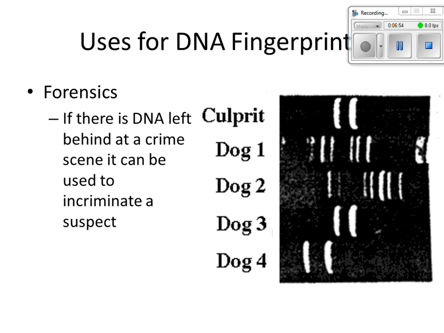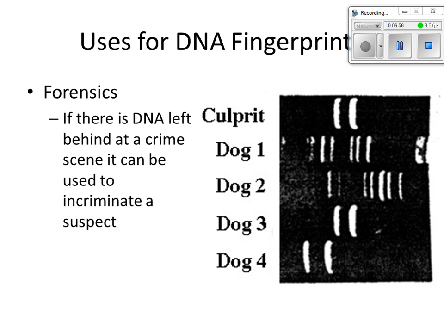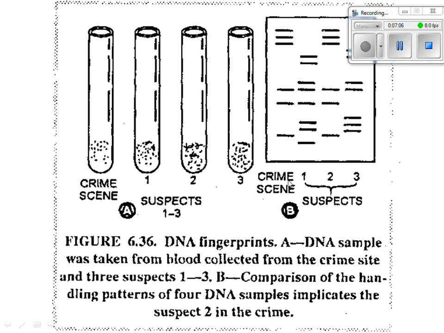Right, uses of DNA fingerprinting, forensics, of course. We look at this here. We have dog 1, 2, 3, and 4. And it looks like dog 3 has the same band patterns as the culprit, so we could say that dog 3 can be found at the scene of the crime.